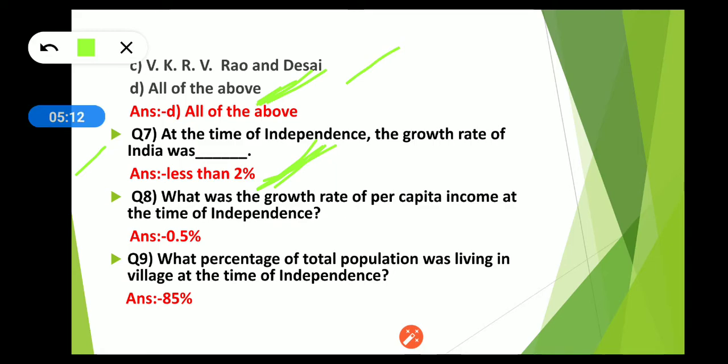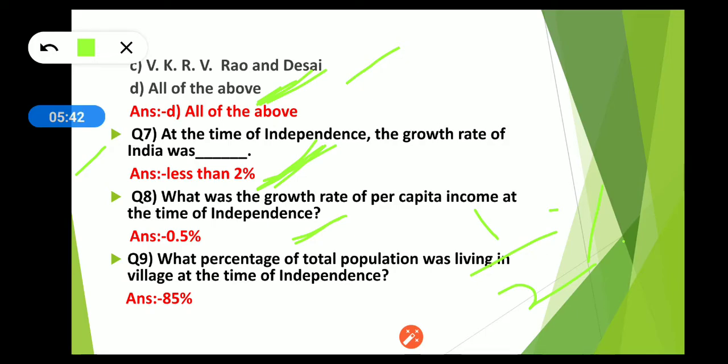What was the growth rate of per capita income at the time of independence? Per capita income means per head income. Per capita income is calculated as total national income divided by the total population of the country. It gives per head income, or per capita income. So what was the growth rate of per capita income? It was 0.5%, or half percent, 1 by 2%.